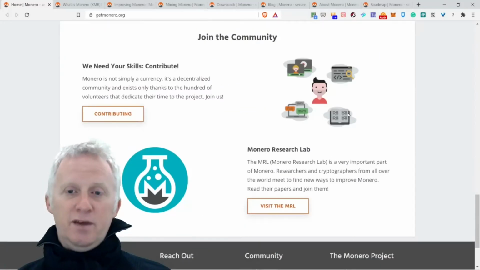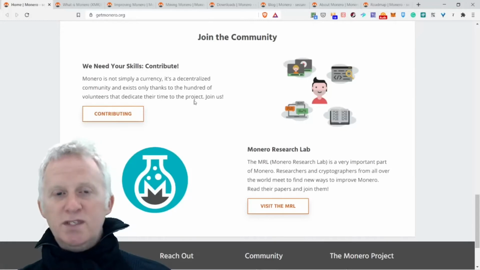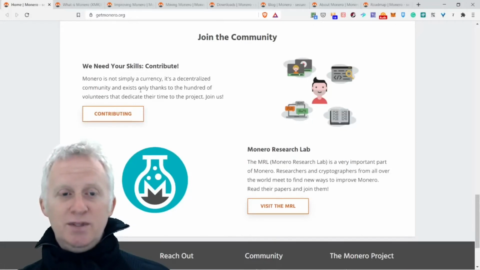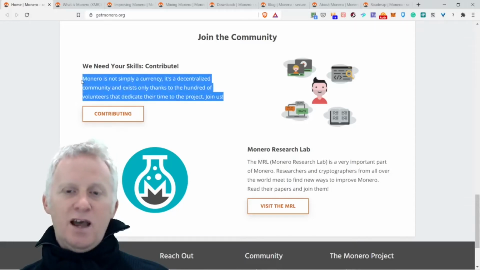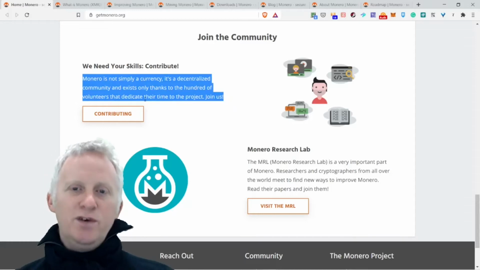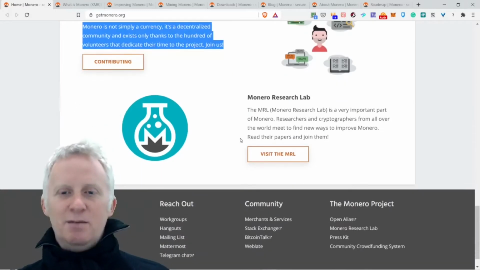And if you have the time or the energy, you can join the community. We need your skills, contribute. Monero is not simply a currency. It's a decentralized community and exists only thanks to the hundreds of volunteers that dedicate their time to the project. Join us. If you love the idea behind it, so you can have a sense of community, go for it at 100%.